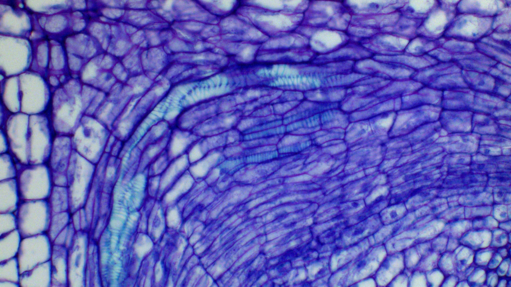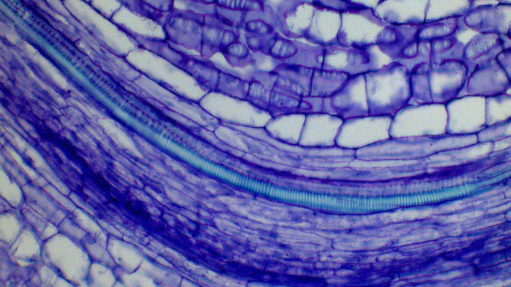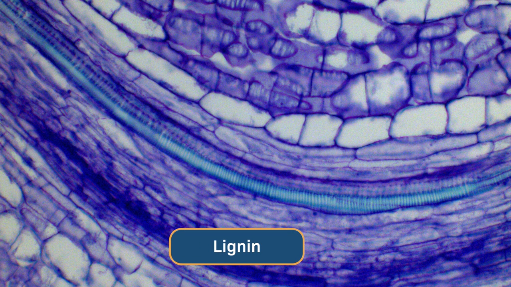And over here, ooh, this is different. So these are xylem cells. They transport water through the plant and have a super strong cell wall made of a molecule called lignin, which toluidine stains green. And they have this kind of slinky shape. It's so cool. So those are the bands of lignin that wrap around.